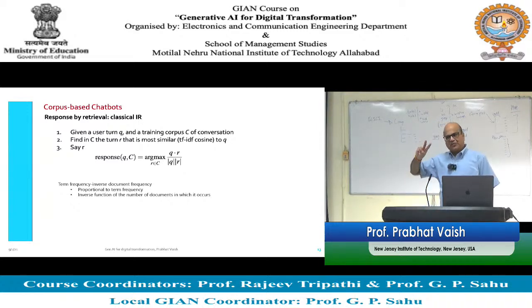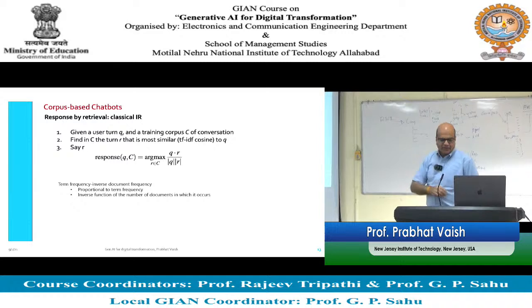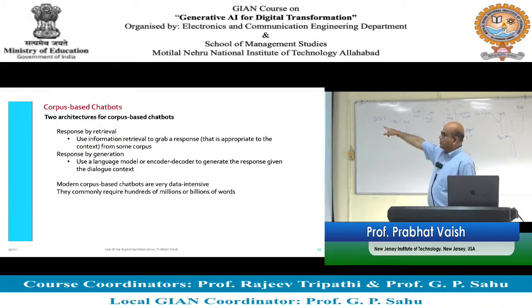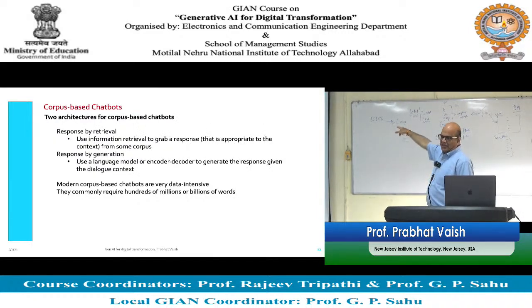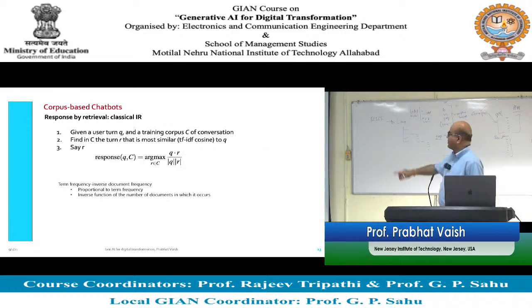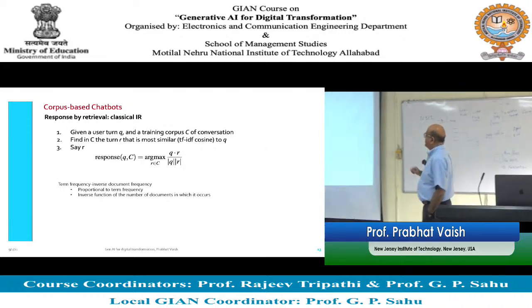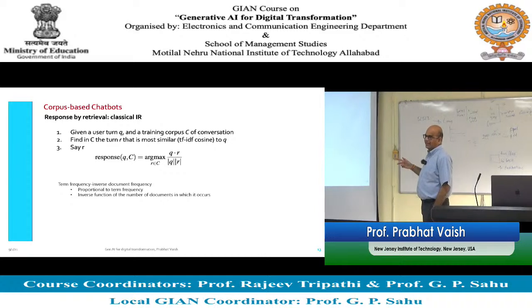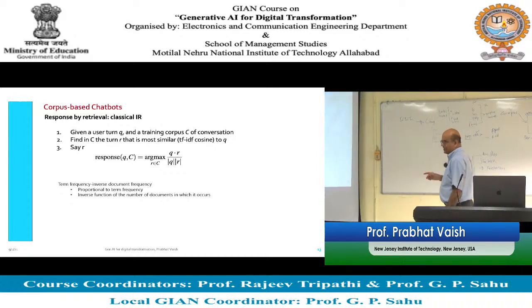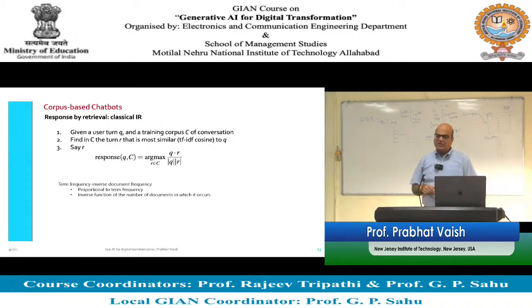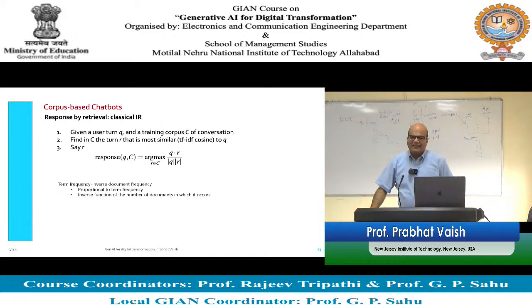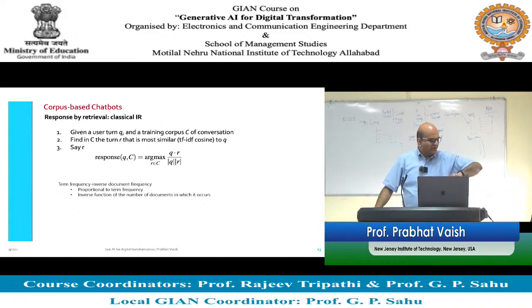So two things. First of all, the Google search is not using generative AI. It is still doing the first method which I mentioned, which was the response by retrieval. What it is doing is employing something very similar to TF-IDF cosine calculation. It's not doing the calculation at runtime.